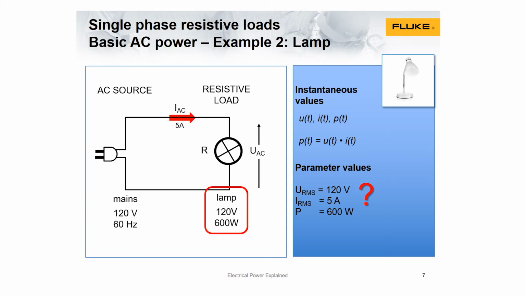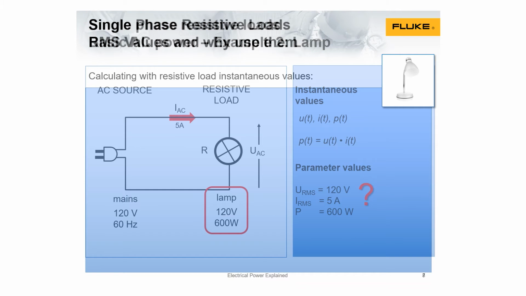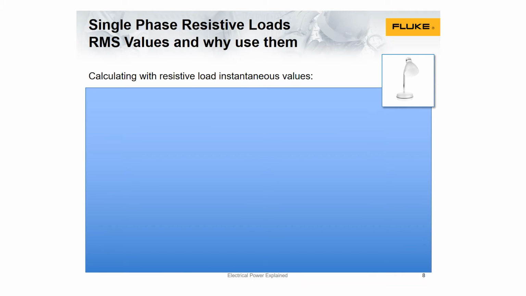They generate an average power of 600 watt in the load, though, giving the same heating effect as would a 600 watt DC power. The voltages and currents U_RMS and I_RMS are actually root mean square values. We will now explain why these parameters are useful. Resistive loads, RMS values, and why we use them.